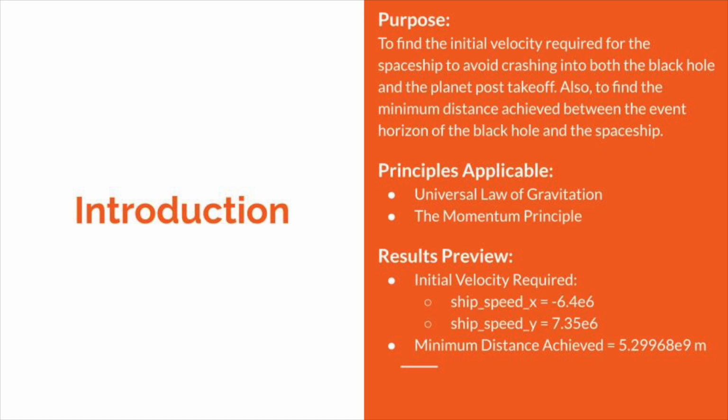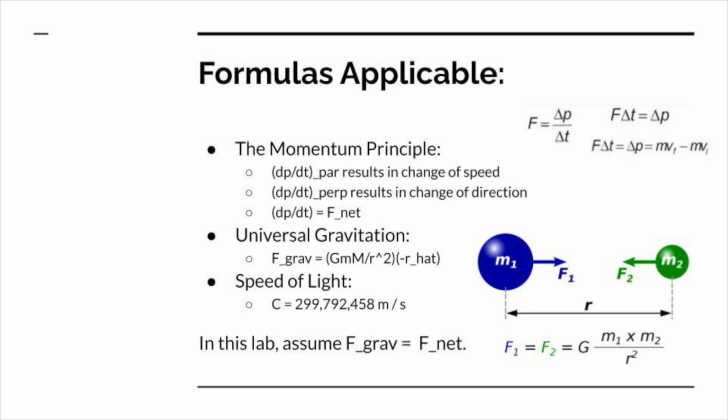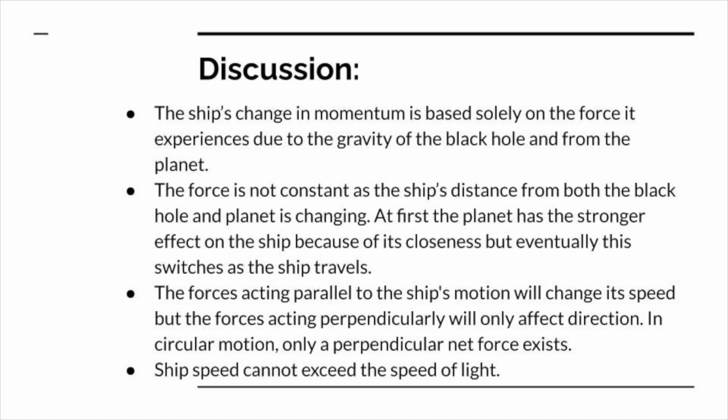Principles applied are the universal law of gravitation and the momentum principle once again, and the results show that the ship speed in the x direction is around -6 times 10 to the 6 meters per second, y being slightly higher than that, and the minimum distance achieved being around 5.3 times 10 to the 9th meters. Formulas applicable are the same except for c, the speed of light, shown here.